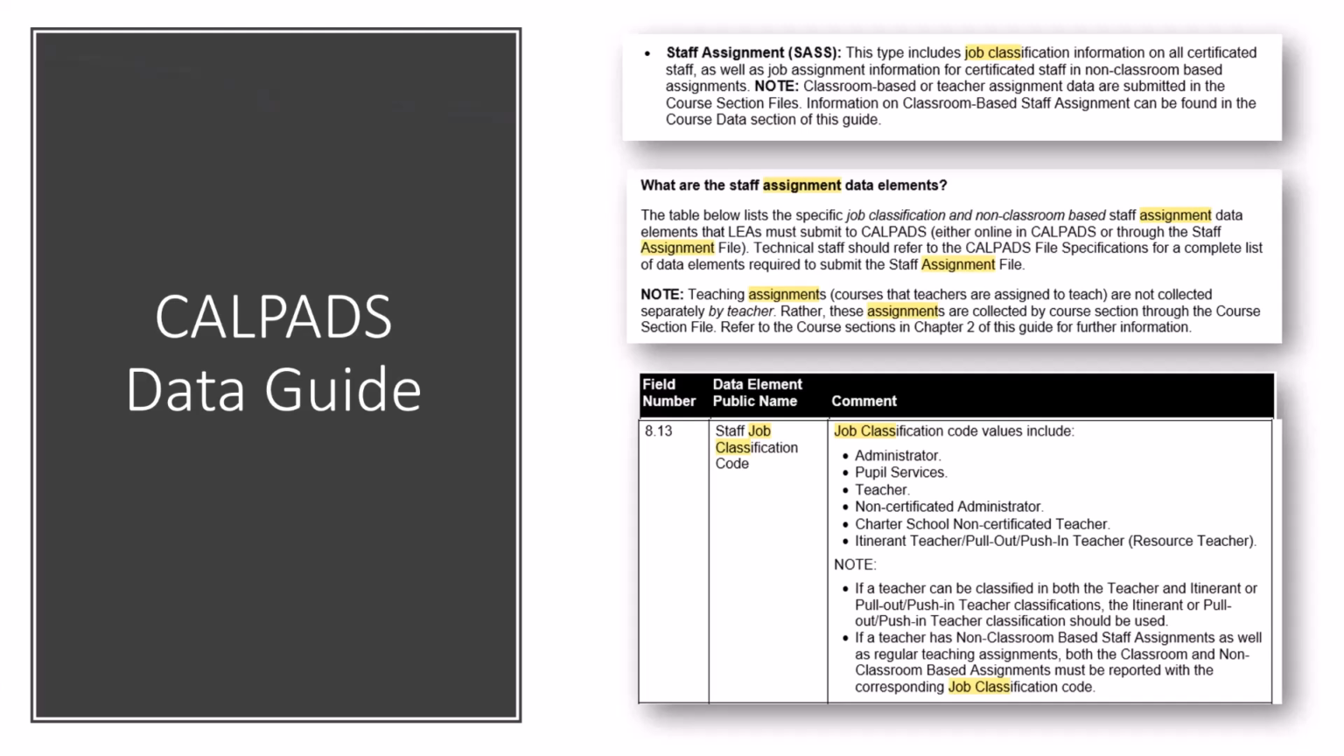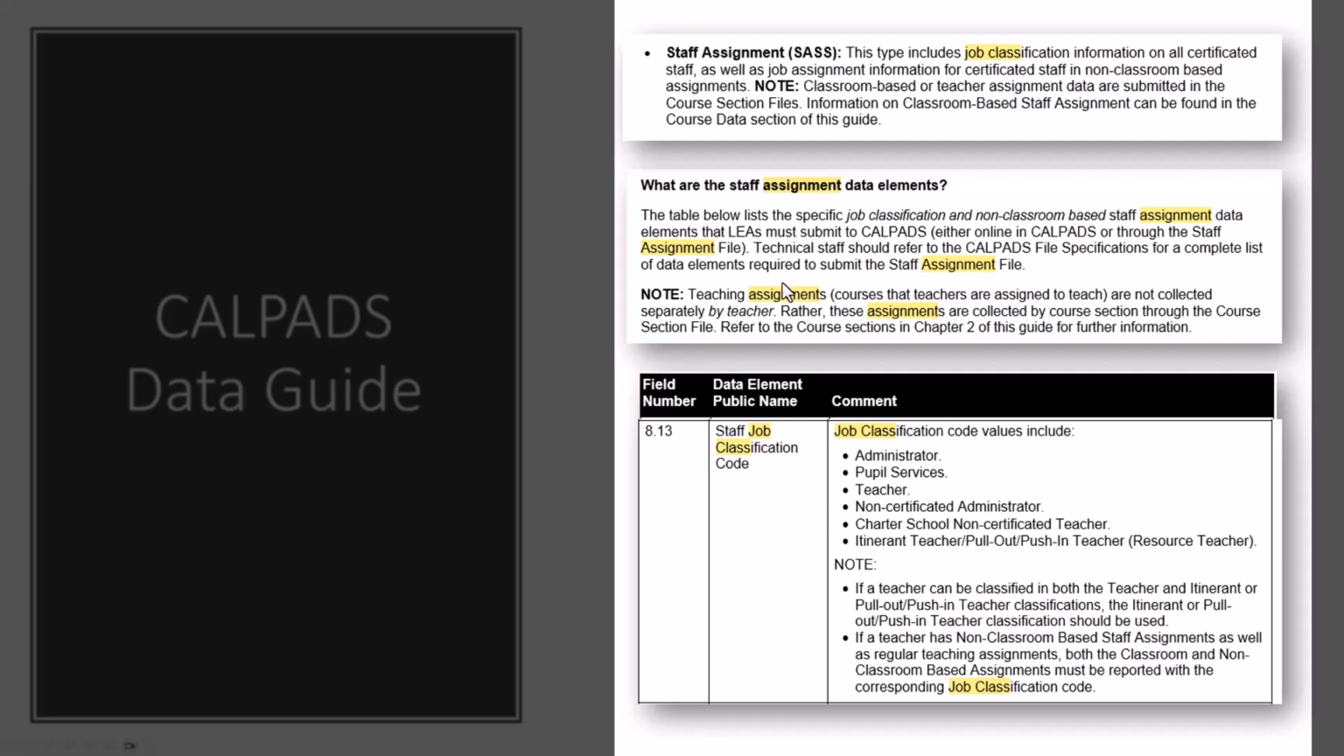Then we can go to the data guide, and it reinforces the idea that course records should be associated to those with teaching assignments. At the top, you see this note: classroom-based or teacher assignment data are submitted in the course section file. So when you're talking about assignments for staff members, the teacher assignment is that course section that they are providing instruction through. Again, you have the note: teaching assignments, courses that teachers are assigned to teach. So that's pretty straightforward and stated clearly in the data guide, right?